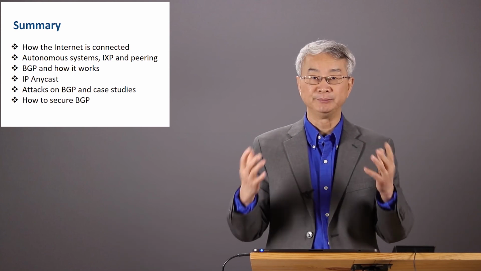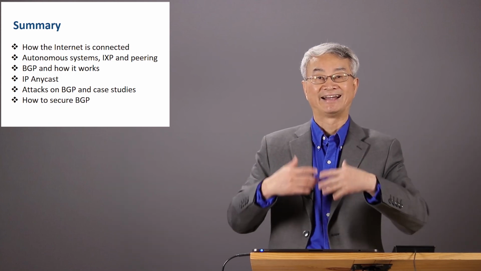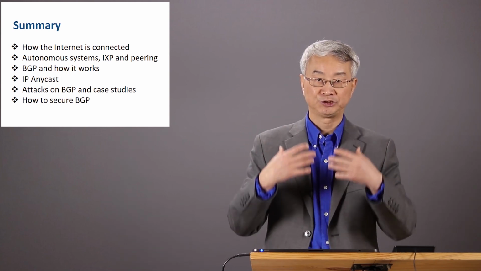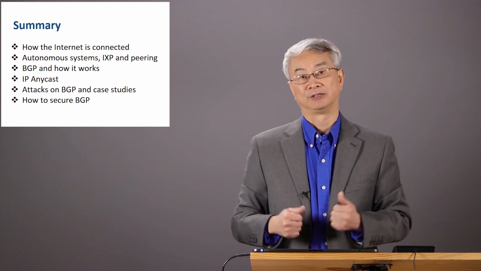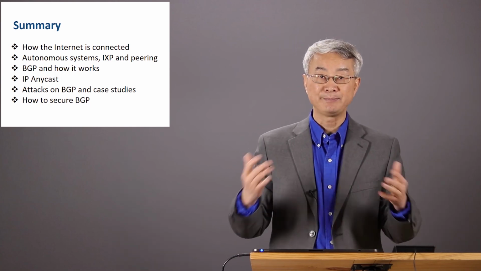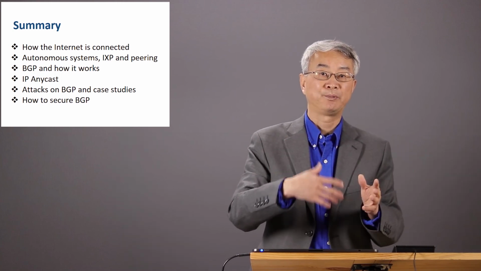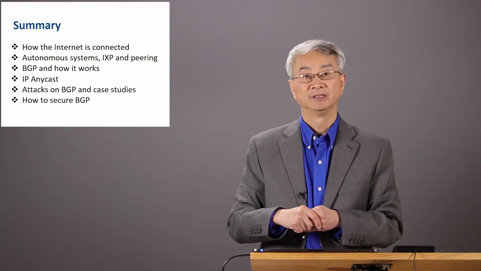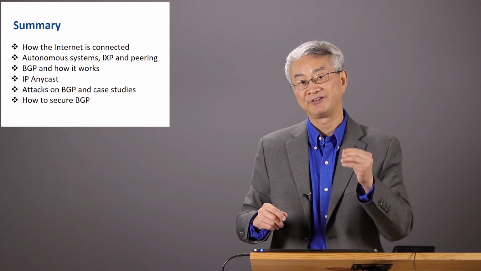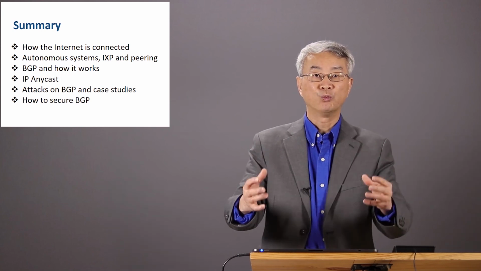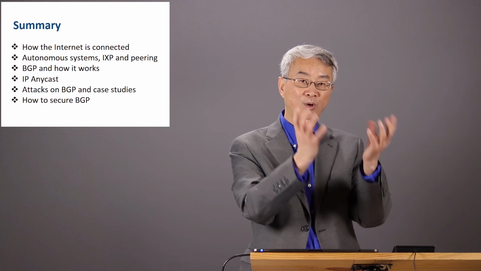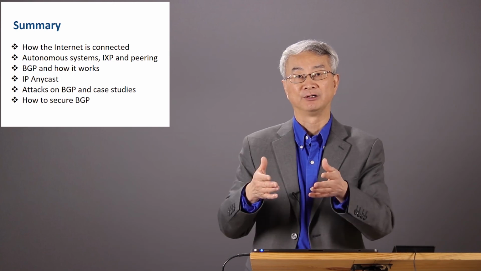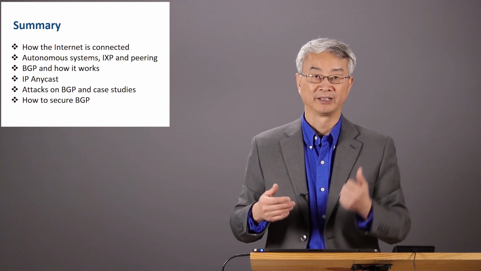We talked about how BGP works, how the network prefix gets announced, how the AS paths get propagated, and how each BGP router selects its best route. We also talked about IP Anycast, and how BGP supports IP Anycast. And then we talked about the attacks on BGP. In particular, we talked about the network prefix hijacking attack. If you want to hijack one network prefix, what do you need to do? All you need to do is announce a more specific route so you can hijack that domain.